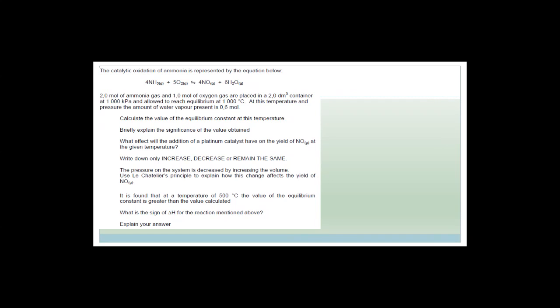So we've got the catalytic oxidation of ammonia represented by the equation: ammonia plus oxygen gives you NO plus water, and they're all gases. Life is good. It says 2 moles of ammonia gas and 1 mole of oxygen gas are placed in a 2 decimeter cube container at 1,000 kilopascals and allowed to reach equilibrium at 1,000 degrees Celsius. At this temperature and pressure, the amount of water vapor present is 0.6 moles. Calculate the value of the Kc. So we're going to do it. Again, we're going to use RICE.